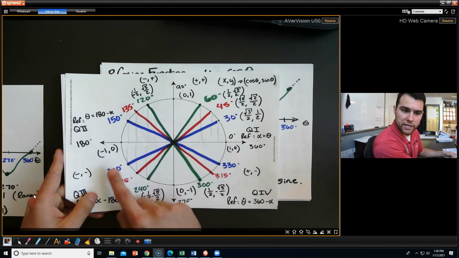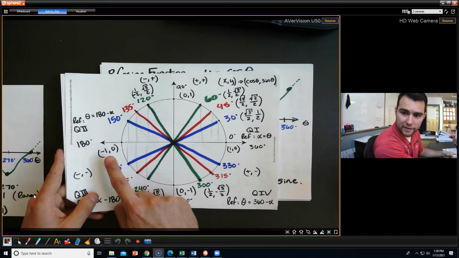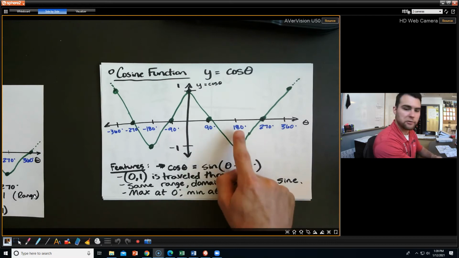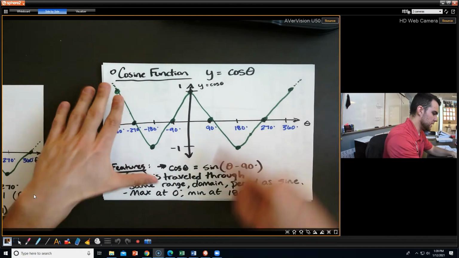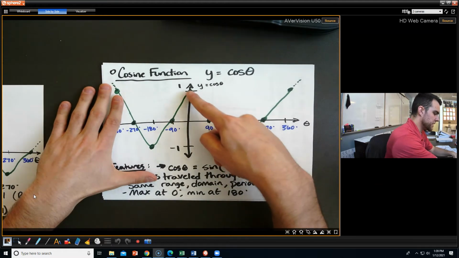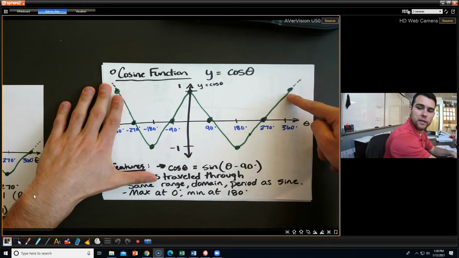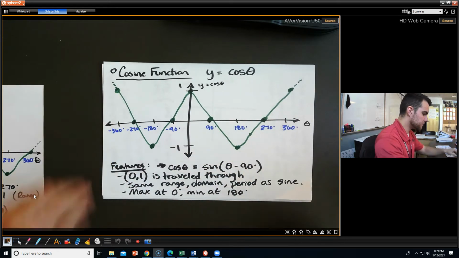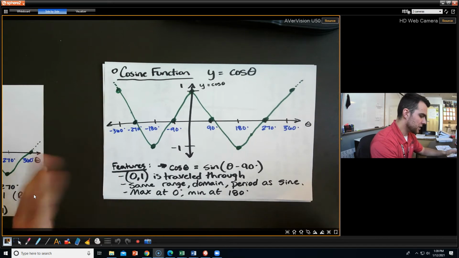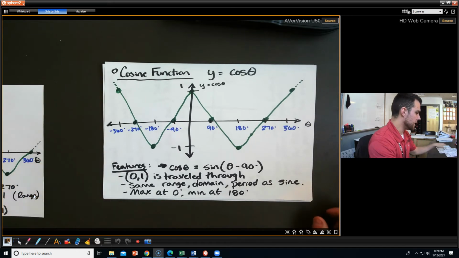But that also means cosine of 180 degrees would be -1. And in fact, that's what happens on our graph, right? So we're literally getting this graph from the unit circle, okay? And obviously it continues on forever and ever. One cycle is the same as sine. 360 degrees is what it takes, okay? Same range, domain, and period as sine.